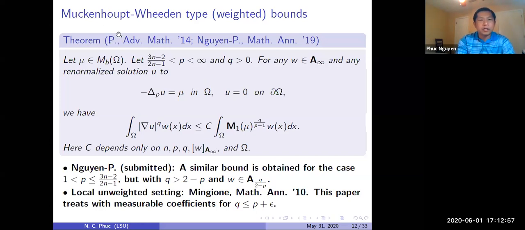Now, there is a restriction here for p bigger than (3n minus 2) over (2n minus 1). But in fact, in a recent work, we can extend it to the case where p goes below this power 3 halves. But in this case, we have to assume that q is bigger than 2 minus p, and the weight has to be in the class A_1 or A_{q/(2-p)}. And also in this case, we can only say that we can find a solution with this bound, but we cannot have this bound for all solutions, unless we know that the solution is unique.